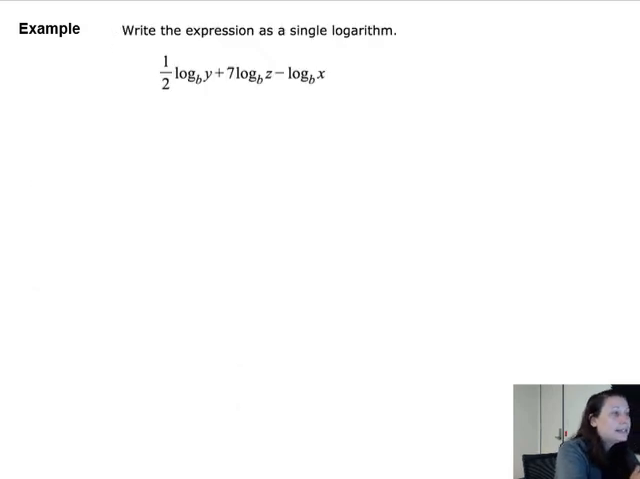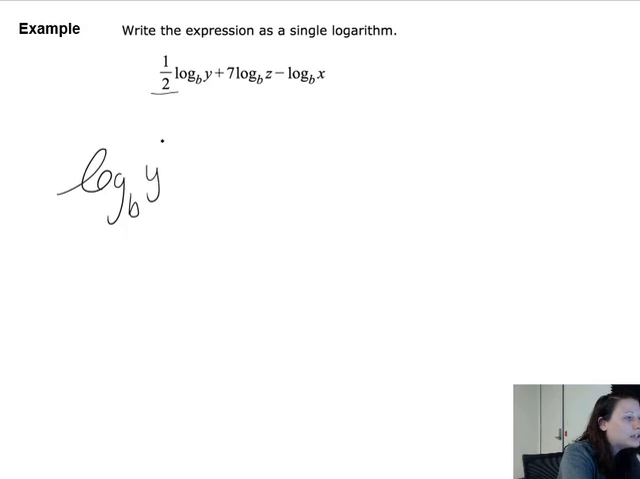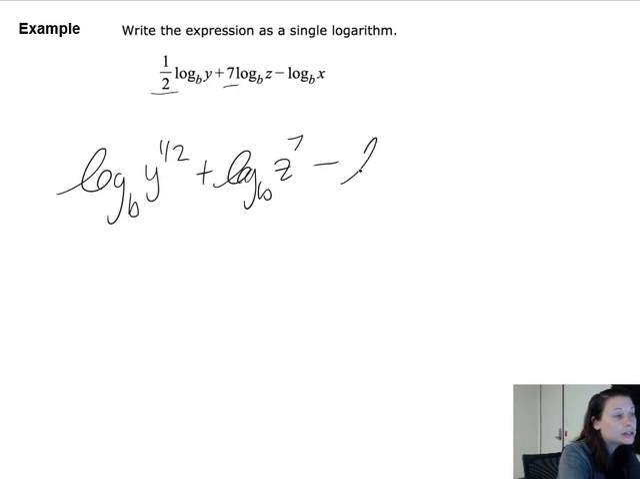So then, next problem, we want to write this one as a single logarithm. So we're kind of going backwards from the last one. So first thing you want to do is have no coefficients. All right, so that means that first 1/2 needs to come up. So it's log base b of y to the 1/2 plus that 7 also needs to come up. So log base b of z to the 7th. Then this one's fine, just minus log base b of x.